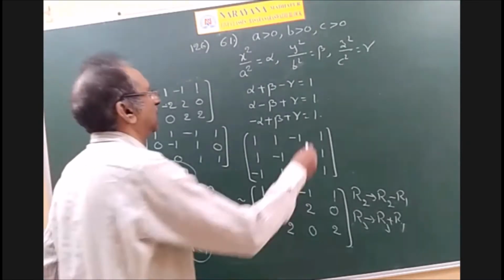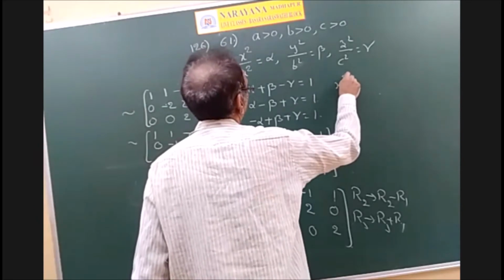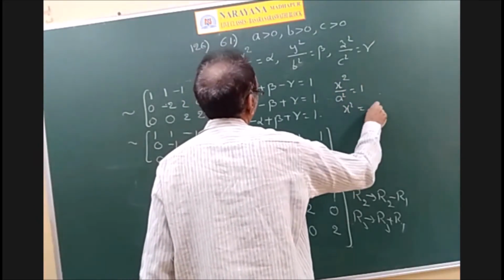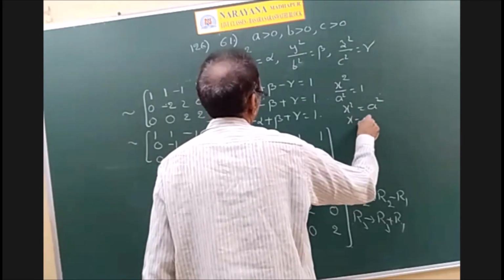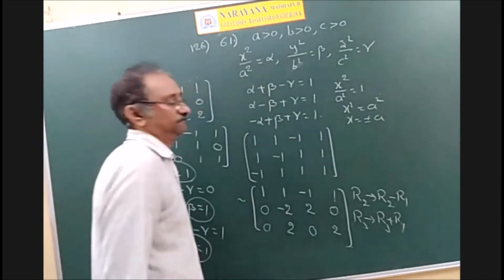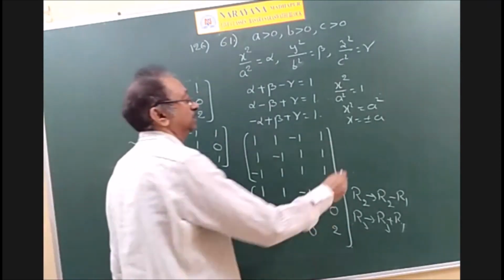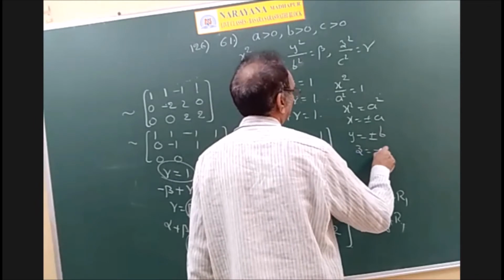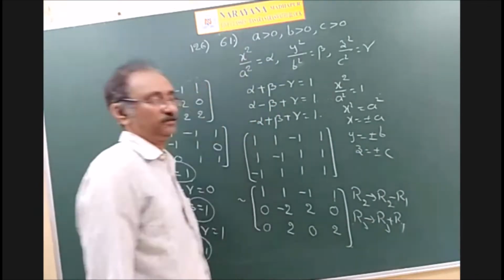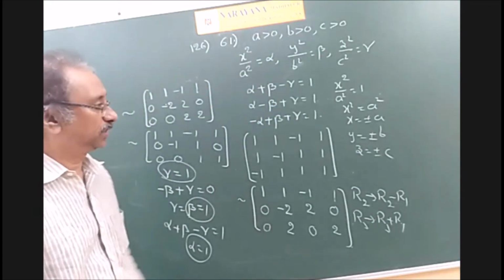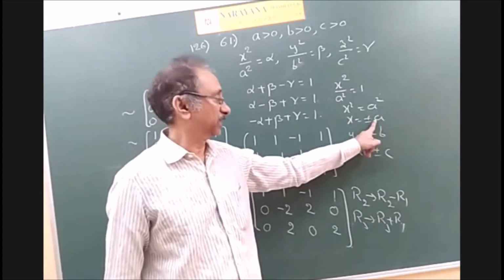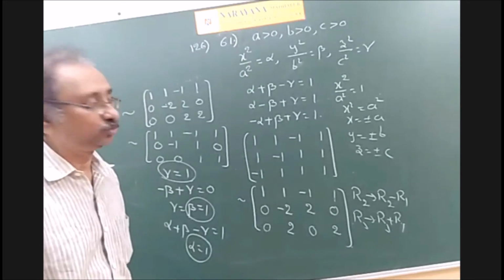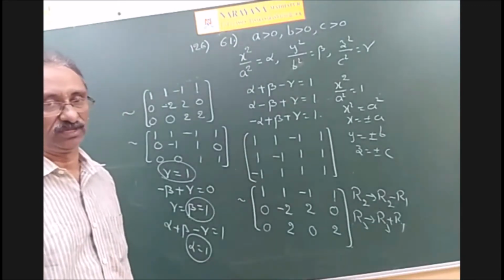What is actually alpha? X square by a square is equal to 1. So x square is equal to a square. So x is equal to plus or minus a. Similarly, y is equal to plus or minus b. Similarly, z is equal to plus or minus c. So how many solutions did you get? For x there are 2. For each there exist 2 here. For each there exist 2 here. So totally 2 twos are 4, 4 twos are 8 solutions.